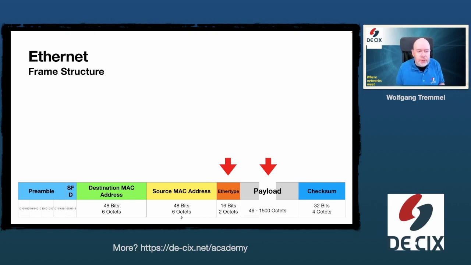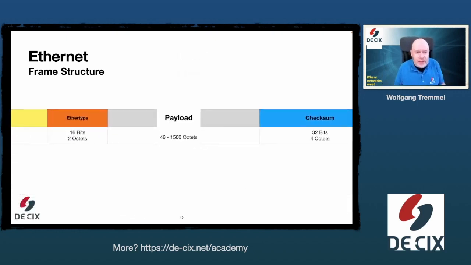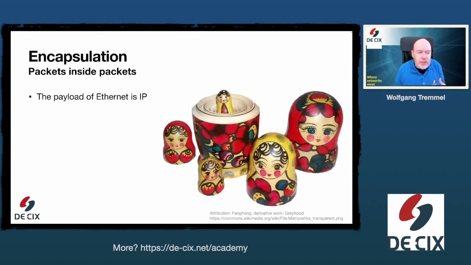Talking about Ethernet, I also introduced the frame structure of Ethernet. There are two important fields when we come to the relationship between the IP protocol and the Ethernet protocol. One of them is EtherType, which contains a number which tells the layer above what is contained in the payload. The other one, of course, is the payload. The payload contains an IP packet. The payload of Ethernet in the internet context usually is simply IP.